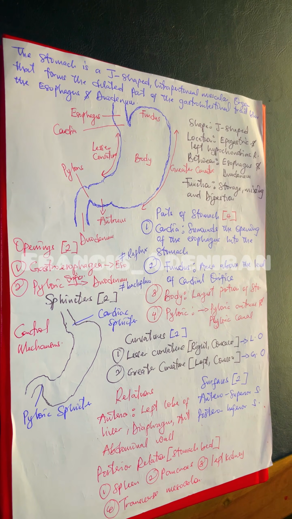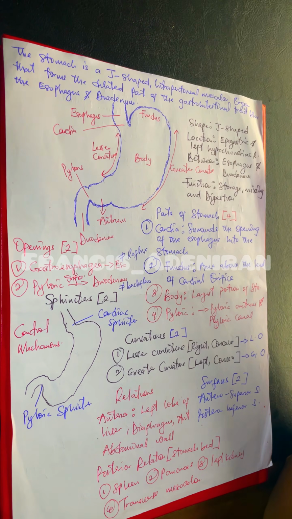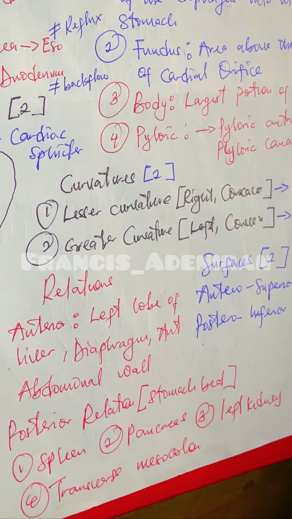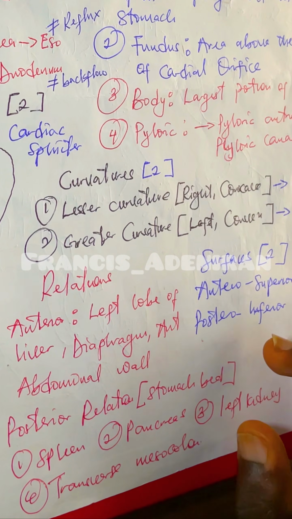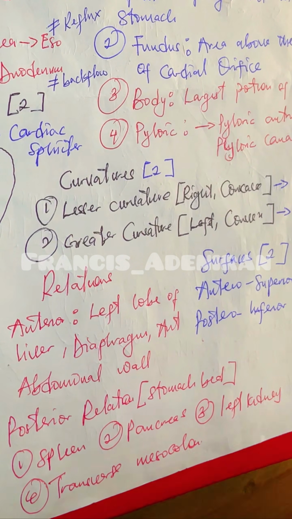Now let's talk about the surfaces of the stomach. It has 2 surfaces essentially: the anterior superior surface and the posterior inferior surface. So once again, it has 2 openings, 2 sphincters, 2 curvatures, 2 surfaces, and 4 parts. Let's now discuss the relations of the stomach. Anteriorly, it is related to the left lobe of the liver, the diaphragm, and the anterior abdominal wall. The posterior relations are the structures that make up the stomach bed, and they include the pancreas, the left kidney, and the transverse mesocolon.